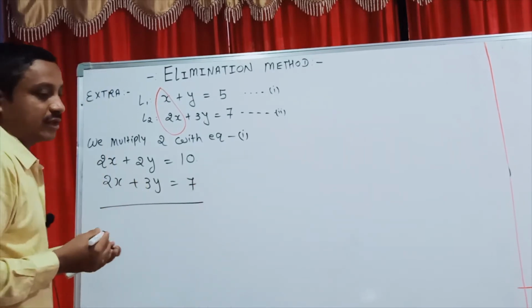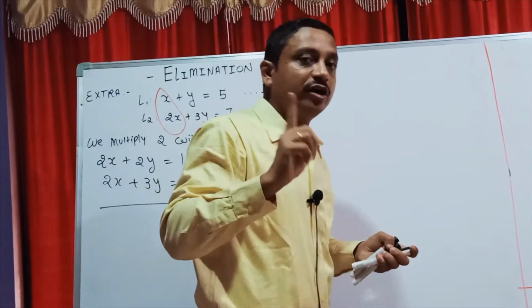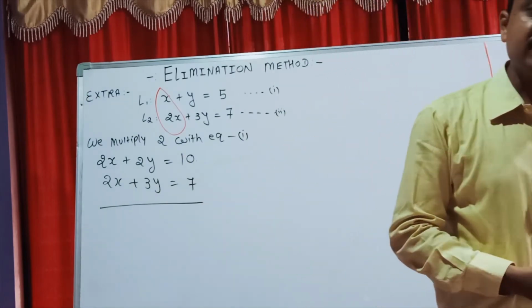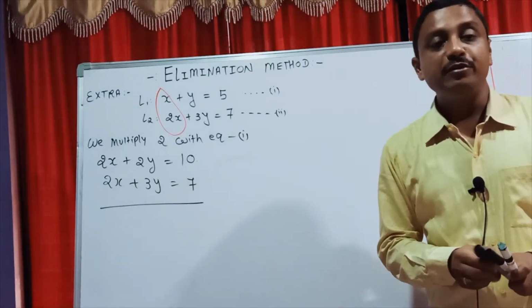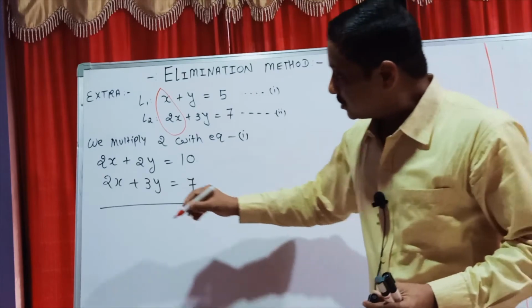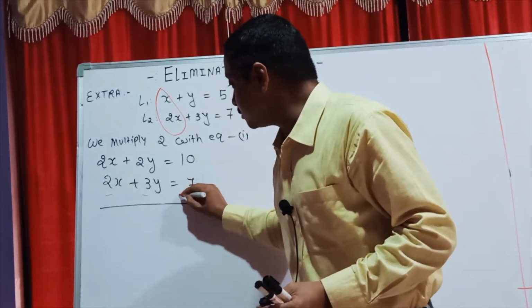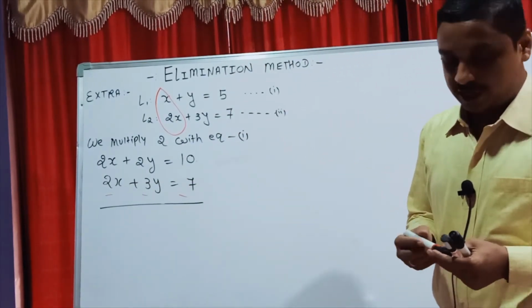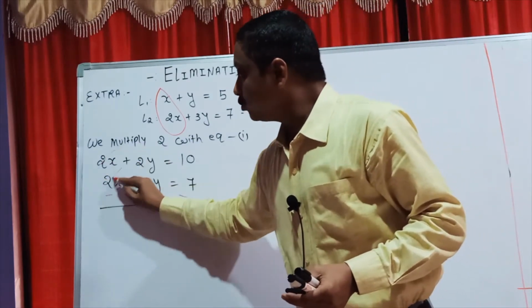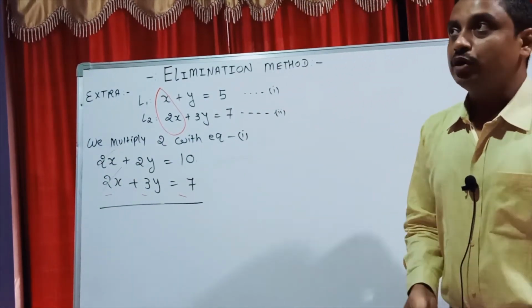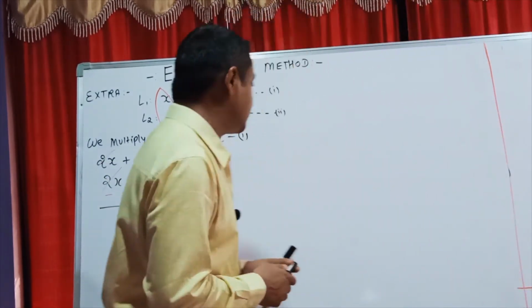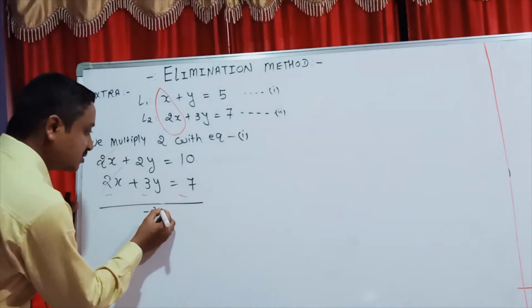Here I eliminated one variable. That's why this method is called the elimination method. See students, here I just subtract the like terms, and 2x and 2x cancel. So what do you get remaining? Yes, remaining is minus y.